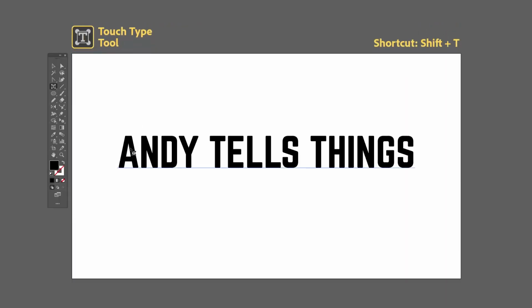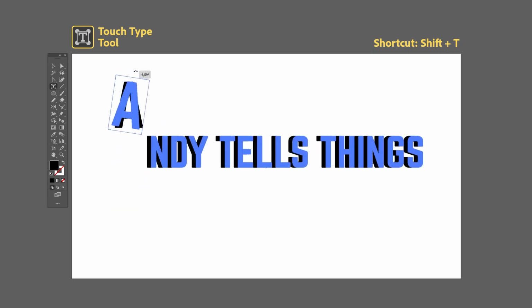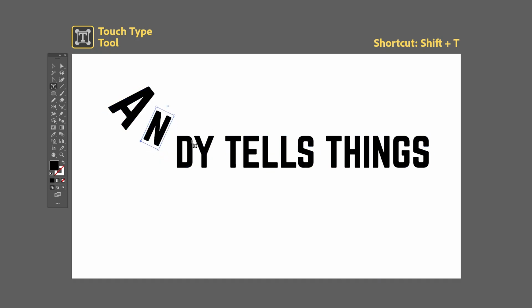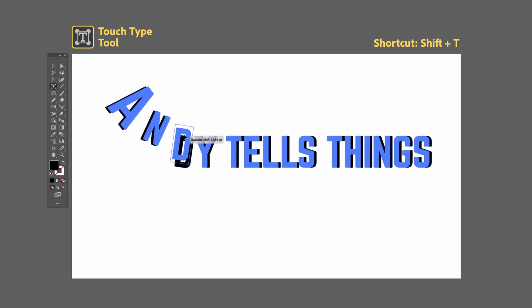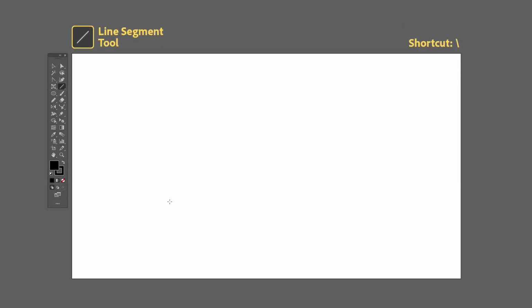The Touch Type tool. Shortcut is Shift-T. Works similar to the Selection tool, but with individual characters on a text. Click on a character to bring up the bounding box, and then you can scale, move, and rotate it. The Line Segment tool. Shortcut is the backslash. Click and drag to create a line.